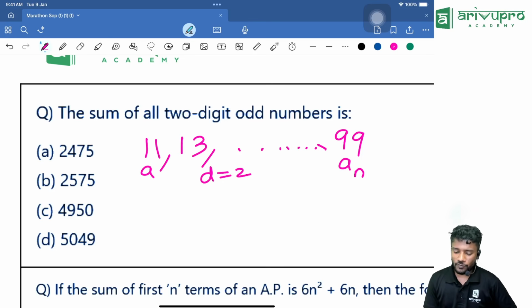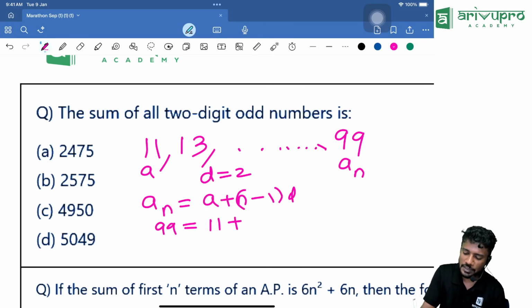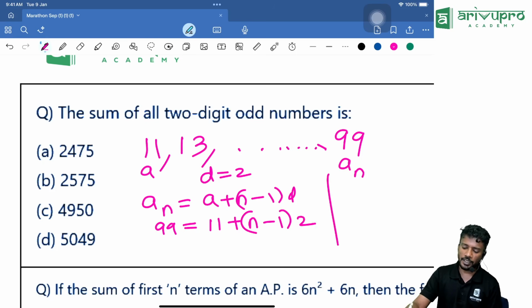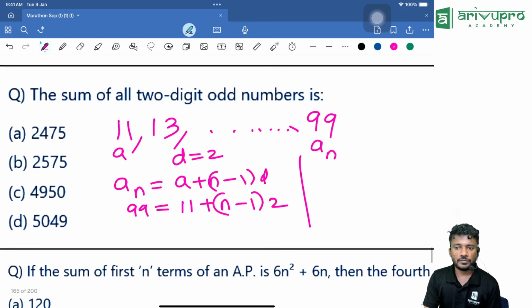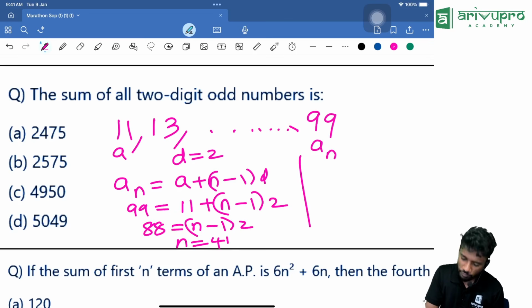Now, we need to know what is n. How many terms are there? For that, you can use an is equal to a plus n minus 1 into d. That means 99 is equal to 11 plus n minus 1 into 2. How much is n? You tell me. 45 or? n is how much? 45. 11 will come to the other side. It will be 88 is equal to n minus 1 into 2. That means n is equal to 45.